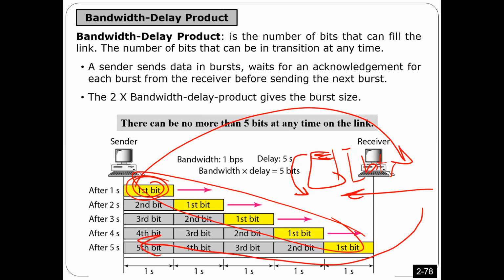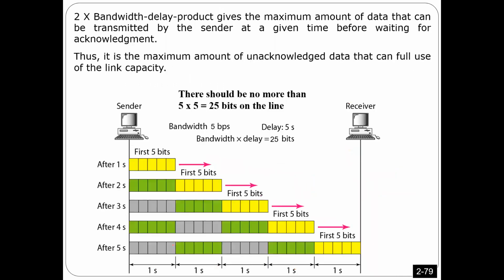Again, the main idea here, the key point, is that I want to fully utilize the cable. I want the cable to be busy all the time. You got what I'm saying? This is the main point. So I think I'll give you another example. This is the maximum amount of unacknowledged data for the full use of the link capacity.